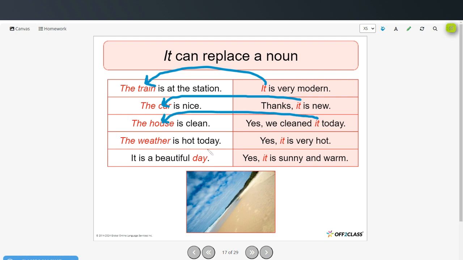The weather is hot today. Yes, it is very hot, so it is referring to the weather. And it is a beautiful day. Yes, it is sunny and warm, so it refers to the day.